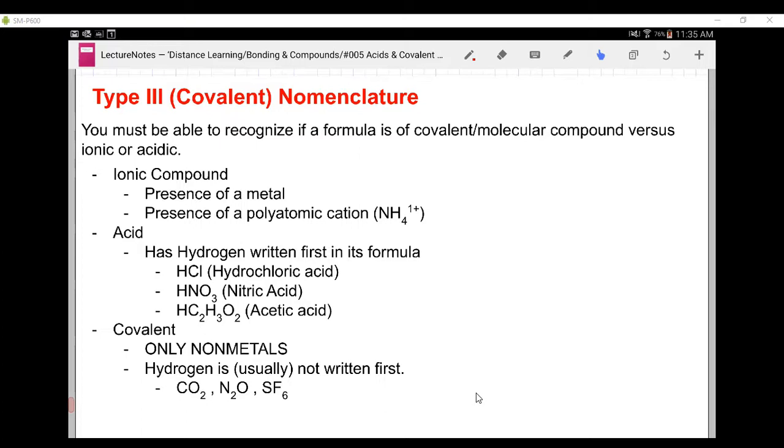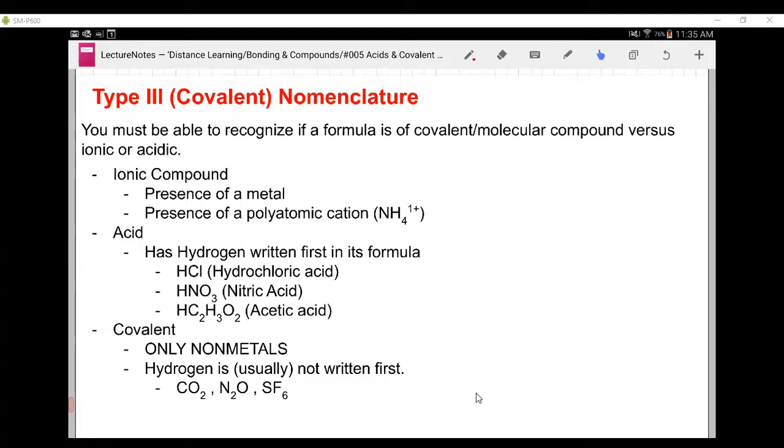For acids, you need to recognize that when you see hydrogen as the very first thing, it is going to be an acid, and you need to apply all of the acid rules to it. Even if the rest of the compound has no metals in it and it's all nonmetals, it's not covalent. We don't use the covalent namings for it because that first hydrogen is acidic.